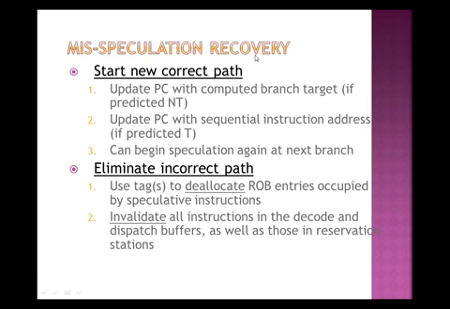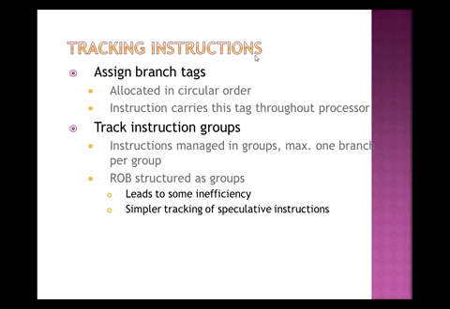Then misspeculation recovery, that is how we can recover if there is a misspeculation, that is, if speculation is done incorrectly. First of all, start the new correct path and eliminate the incorrect path. So start with the new correct path, that is make the new edge that connects the different computers. Then eliminate the incorrect path, that is, eliminate the path that is incorrectly used in the flow of the program.